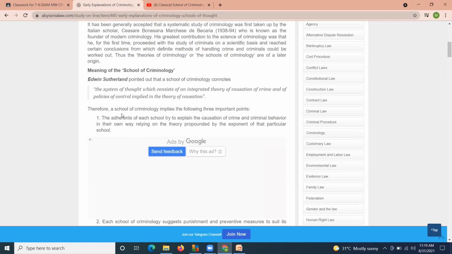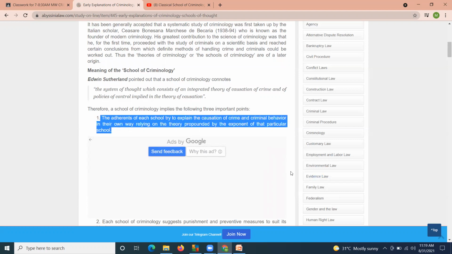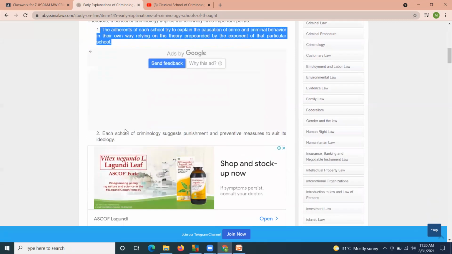Furthermore, a school of criminology implies the following important points. First, the adherents of each school try to explain the causation of crime and criminal behavior in their own way, relying on the theory propounded by the exponent of that particular school. Meaning to say, each school, like the classical school, the neoclassical school, the positivist school, and the other schools of thought, has its own individual theories that explain why a crime occurs and what factors affect the manifestation of a criminal behavior.